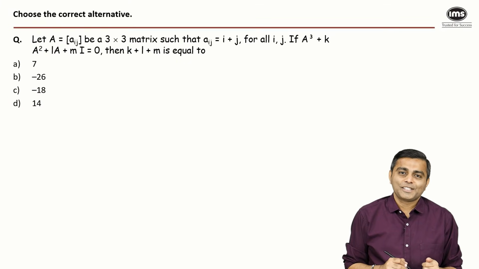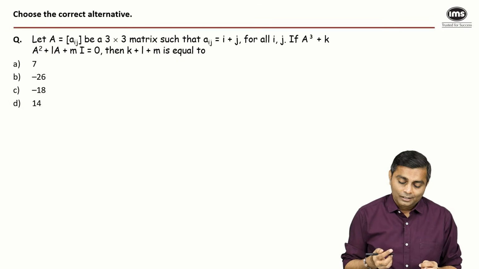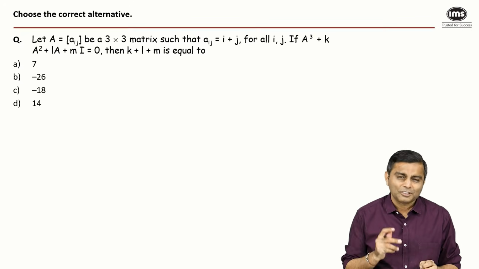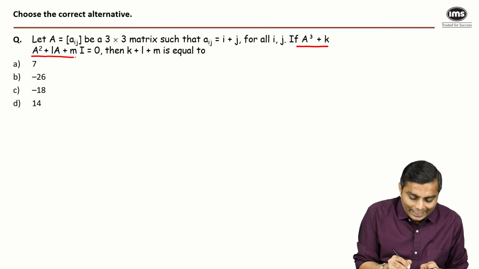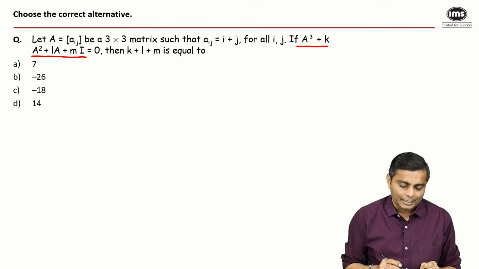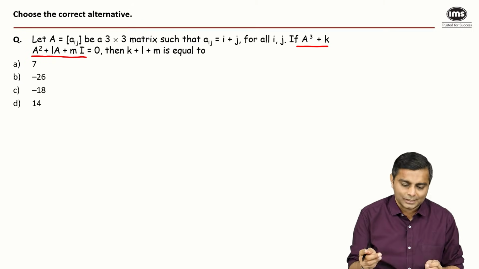Moving on to the next question now. Next question is on matrices and they've given us the characteristic equation of the matrix. So, we are going to solve that. I've just changed the font so that you are able to read this properly. The question is A cubed plus K A squared plus L A plus M times I is equal to 0. We are trying to find K, L and M. Great.